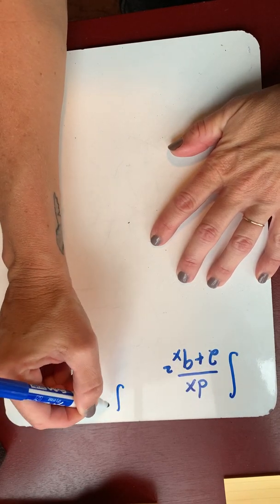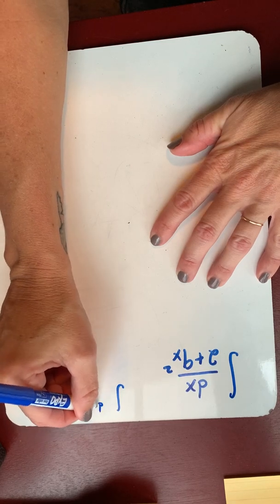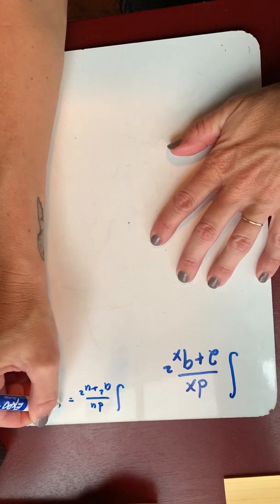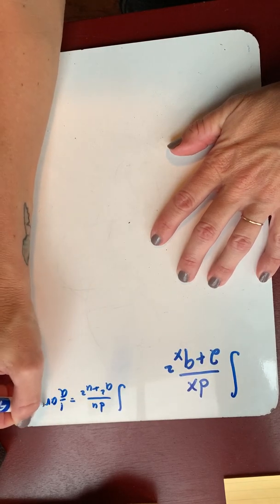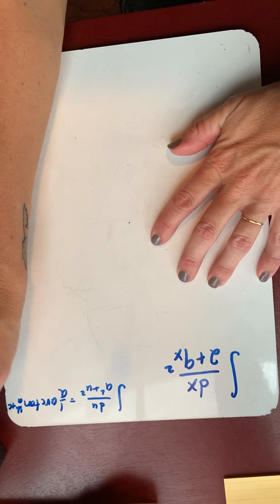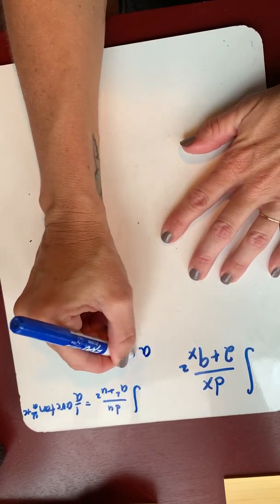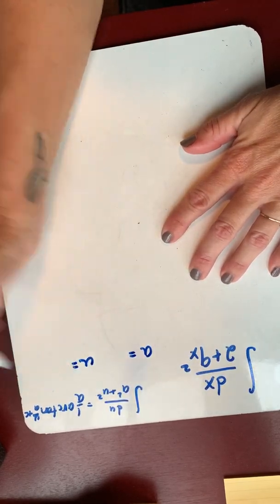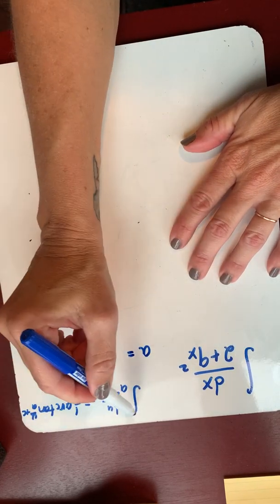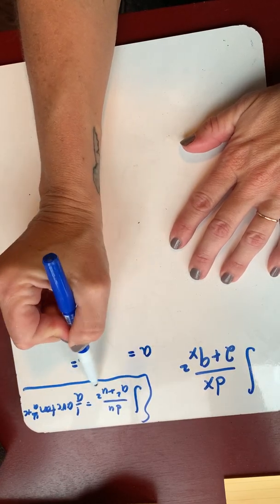So my formula is, if I have the integral of du over a squared plus u squared, this will equal 1 over a times the arctan of u over a plus c. So I need to identify what is a and what is u. That's okay, I can do that. So my problem has to look like this. I've got to get my original to be set up like this.